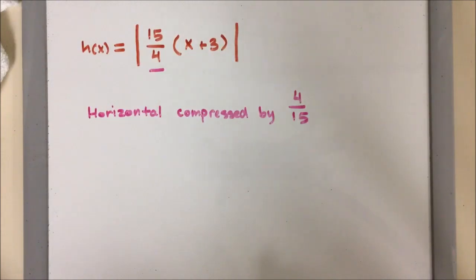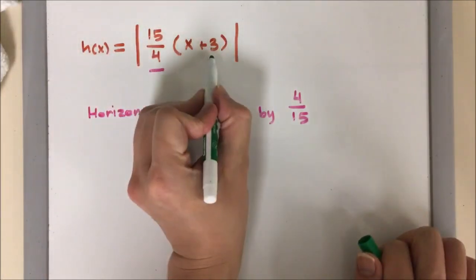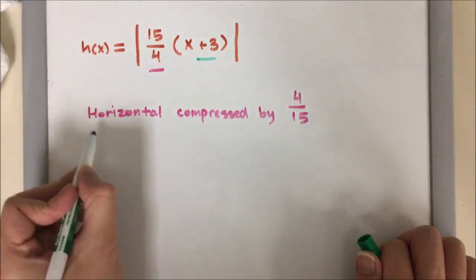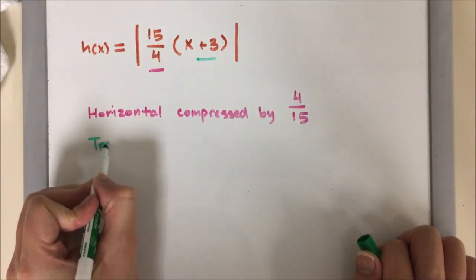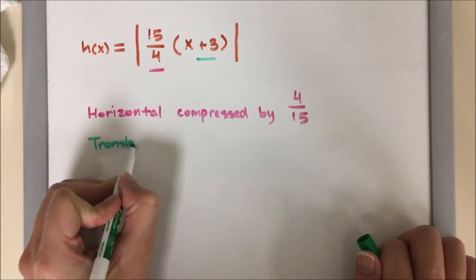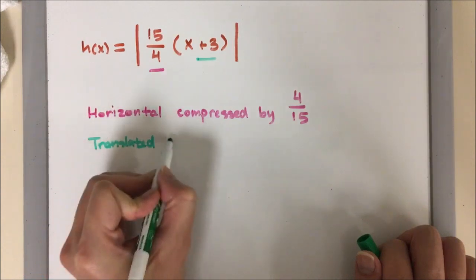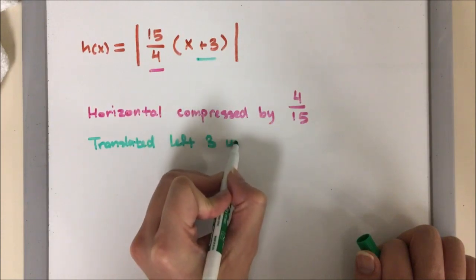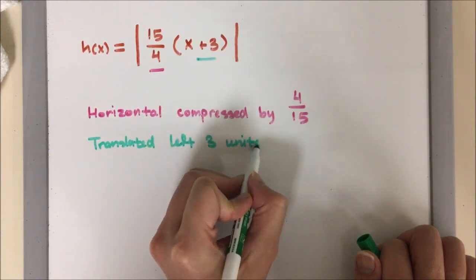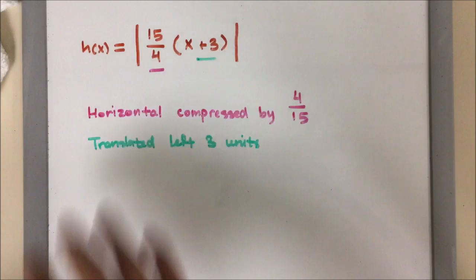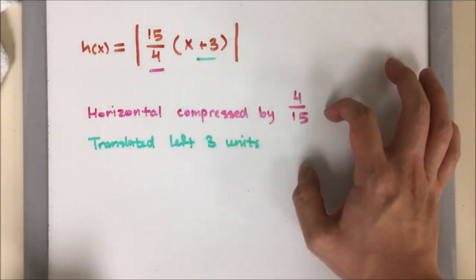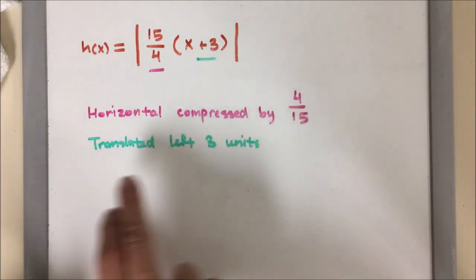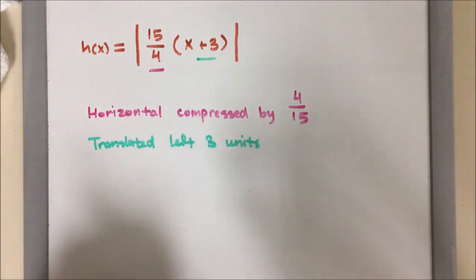Then we have one more transformation, the x plus 3. Since it's plus 3 with the x inside, this is going to be translated left 3 units. So, two written transformations in the example: horizontal compressed by 4 over 15, and then translated left 3 units.